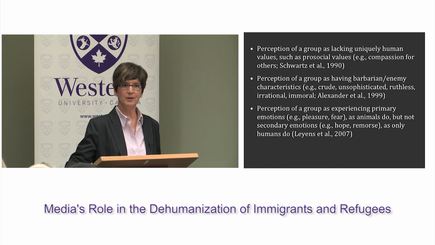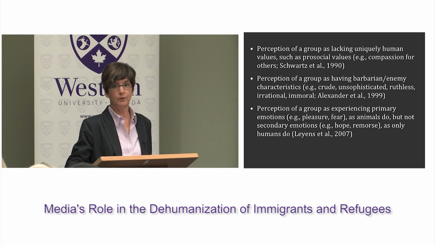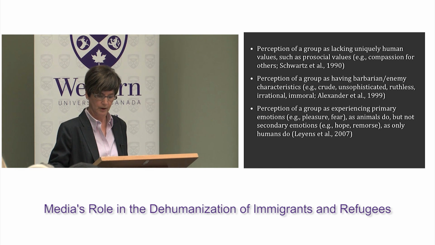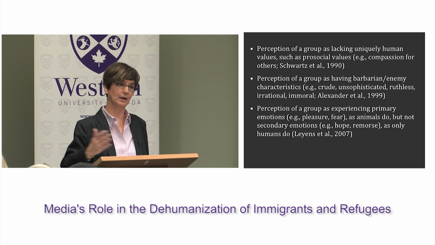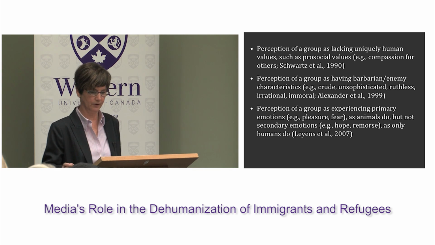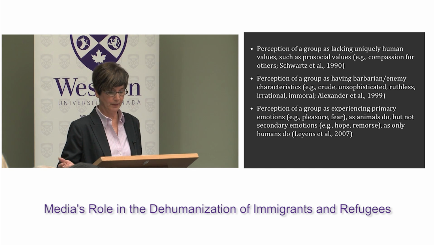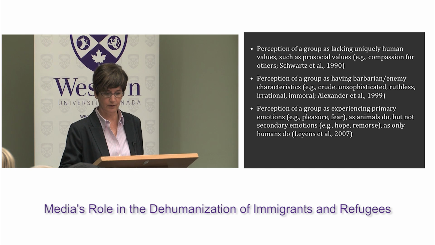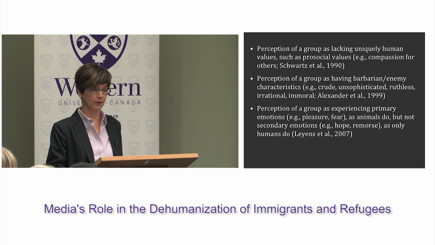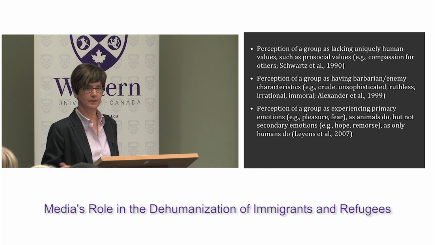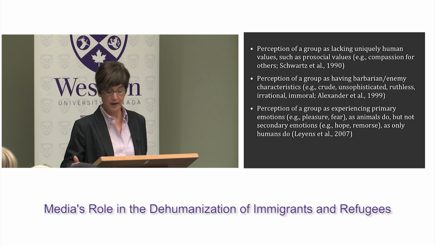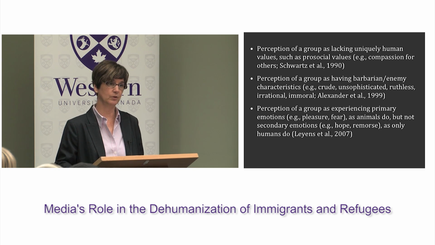Okay, it's difficult to measure dehumanization, and so there have been a number of ways to get at this. One strategy has been to look at perceptions of a group as lacking what are considered to be uniquely human values, such as pro-social values. These are seen as the hallmarks of what it means to be human. So if a group doesn't have these values, it's a way of dehumanizing them. We also can measure dehumanization by looking at perceptions of a group as having barbarian characteristics, enemy characteristics. They're crude, they're unsophisticated, they're ruthless, they're irrational, they're immoral. And Leon in the Canary Islands actually looked at perceptions of a group as experiencing primary emotions as animals do. These are the very basic emotions, but not secondary emotions as humans do. So there are a lot of different ways of getting at dehumanization, and I'm going to talk about some of these today.